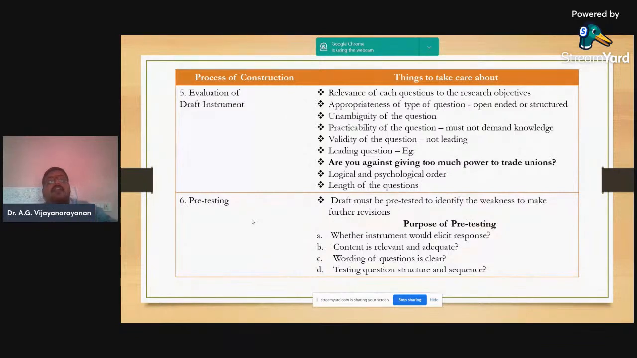Whether the instrument will get us the answer what we expect, whether the content is relevant, whether it is adequate enough to analyze the data, whether all the wordings are clear or not, because sometimes unwanted words may be there, sometimes confusing words may be there. So those things can be taken out by pre-testing the questionnaire. And lastly, it tests the questionnaire structure and the sequence. So these are the things which you need to keep in mind when preparing a questionnaire.